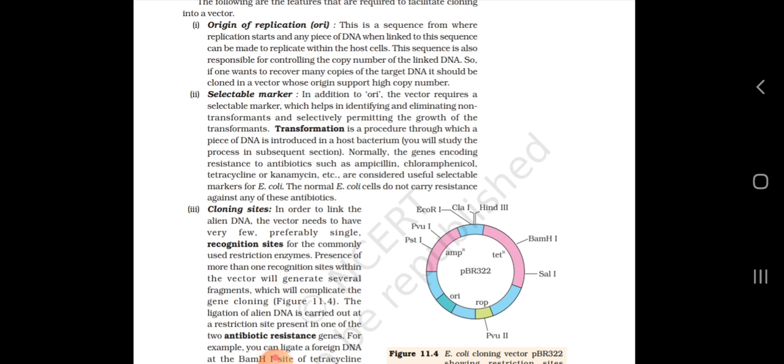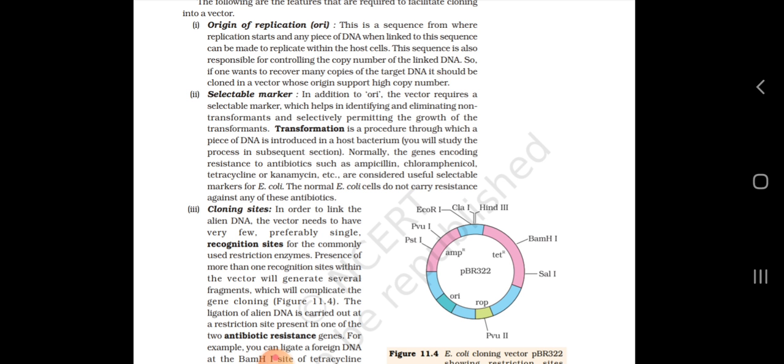The desired gene containing DNA are termed as transformants, and the DNAs which do not have the desired gene are referred to as non-transformants. Now, what is a transformation? Transformation is the procedure by which a piece of DNA is introduced into the bacterial host. The genes which encode this marker are actually antibiotic resistance genes.